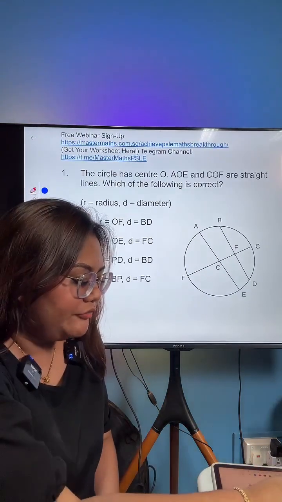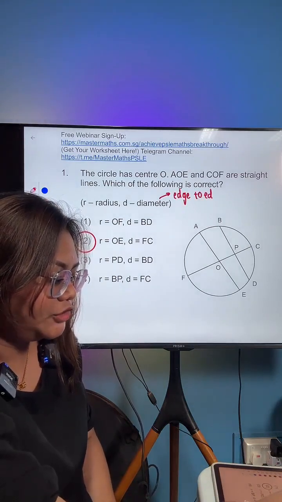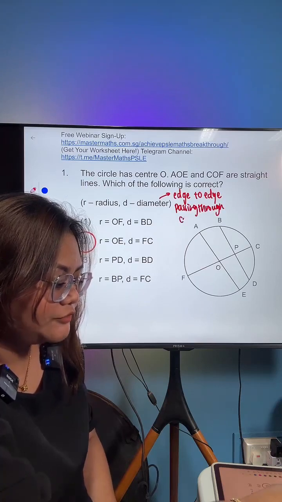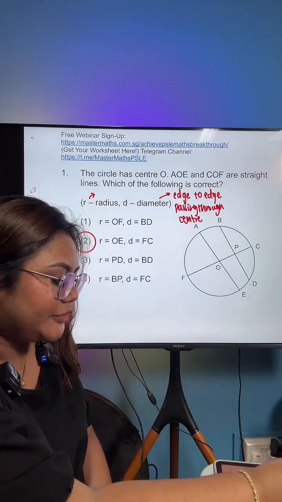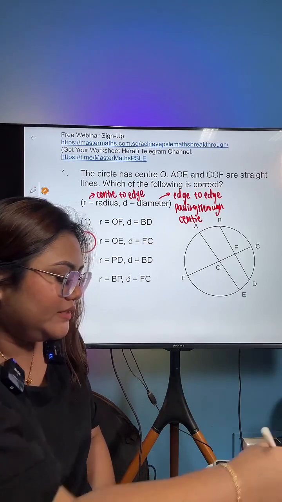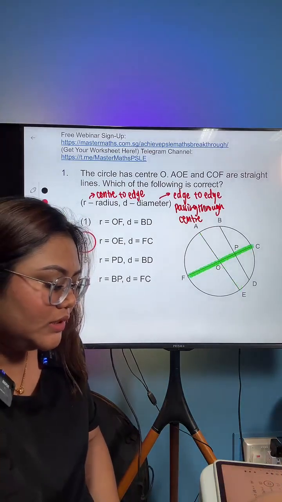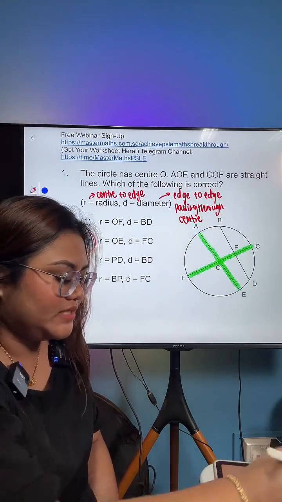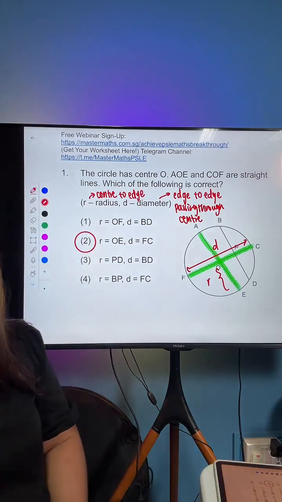Why it's number two. Now recap, diameter basically means we are looking at the line that goes from edge to edge, passing through the center. So it has to pass through the center for it to be called the diameter. Whereas the radius is just from the center to the edge. Therefore, if we are looking at the diameter, these two lines are the diameters because they pass through the center. So the correct answer is OE being our radius and FC being our diameter. So the correct answer is indeed number two. Got it?